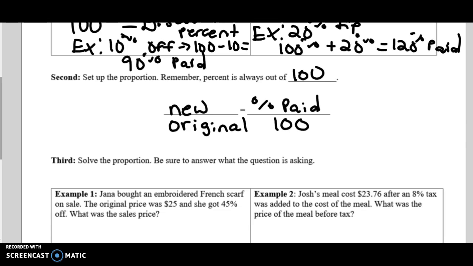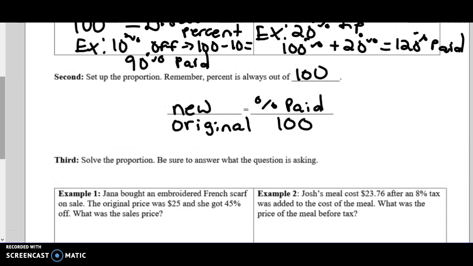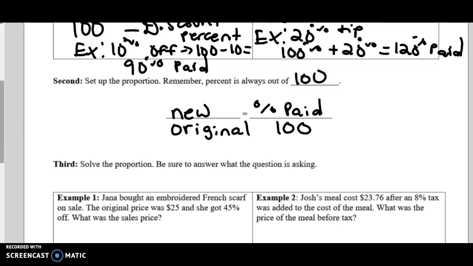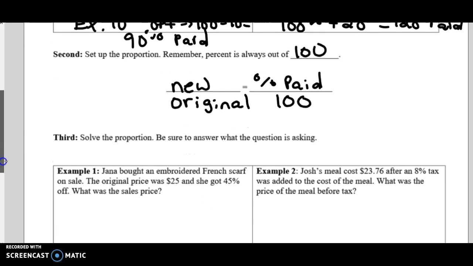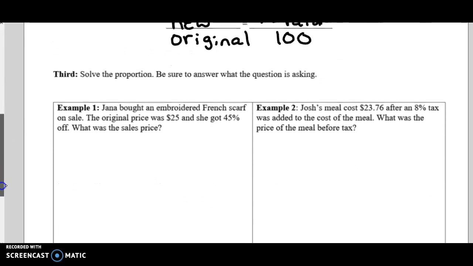So now let's take a look at a few examples. Oh, I'm sorry, I forgot to read step 3. Of course, step 3 is to solve the proportion. You just have to be careful and make sure you answer what the question is asking. That will make more sense as we do some examples.